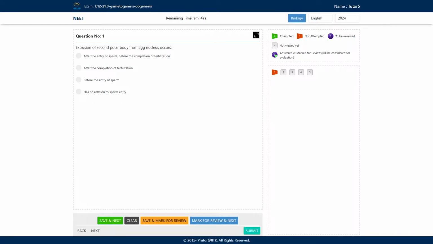Exclusion of second polar body from egg nucleus occurs. So the second polar body is formed when? When the secondary oocyte completes its meiosis 2, the second meiotic division, then the second polar body is formed as well as the ovum. After meiosis 1, the first polar body is formed. After meiosis 2, the second polar body is formed. So what are the options here?